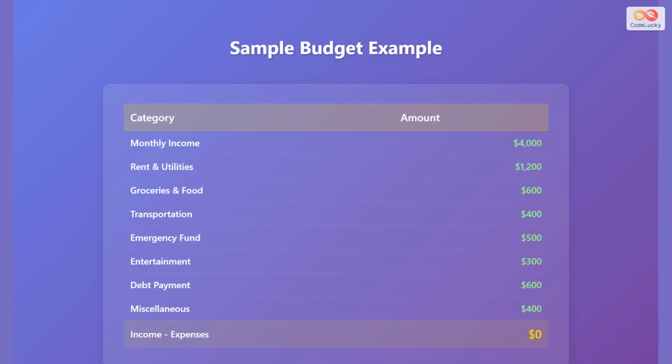Here's how zero-based budgeting works in practice. With a monthly income of $4,000, you might allocate $1,200 to rent and utilities, $600 to groceries and food, and $400 to transportation. Set aside $500 for your emergency fund, $600 for debt payments, $300 for entertainment, and $400 for miscellaneous expenses. When you add up all these allocations, they total exactly $4,000, leaving you with zero unassigned money.